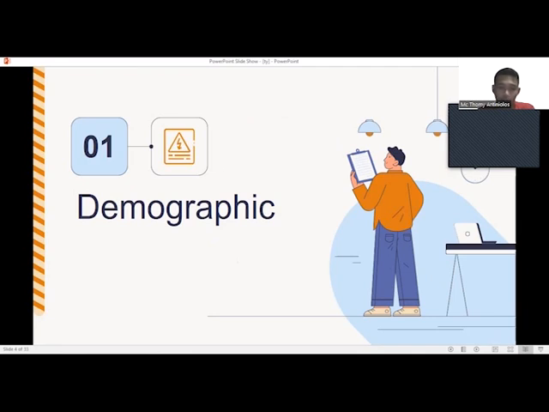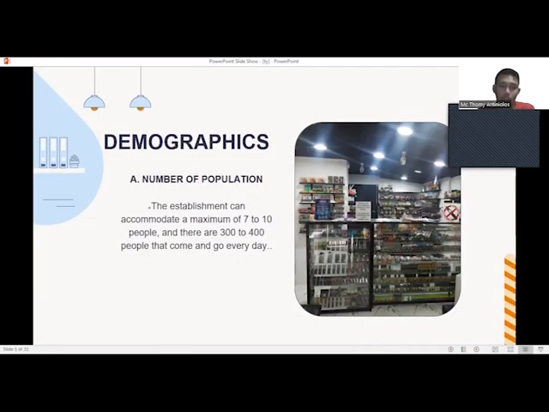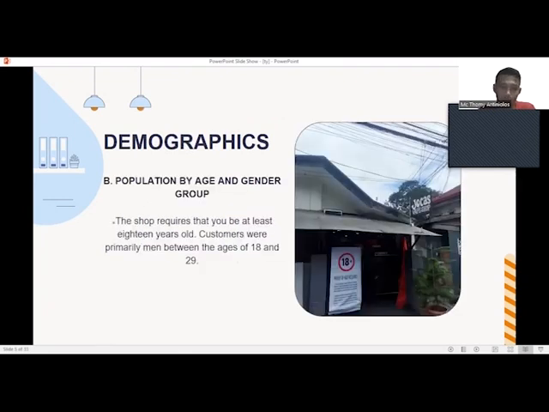First topic, demographic. A, number of population. The establishment can accommodate a maximum of 7 to 10 people, and there are 300 to 400 people that come and go every day. B, population by age and gender group. The shop requires that you be at least 18 years old. Customers were primarily men between the ages of 18 and 29.